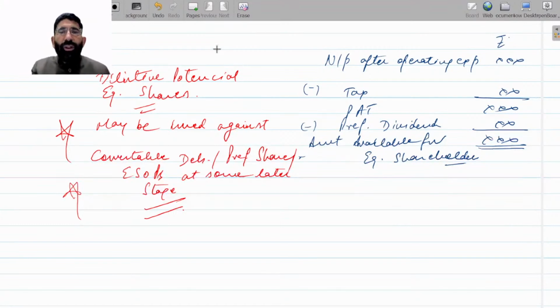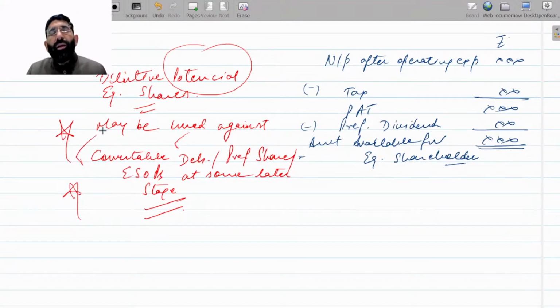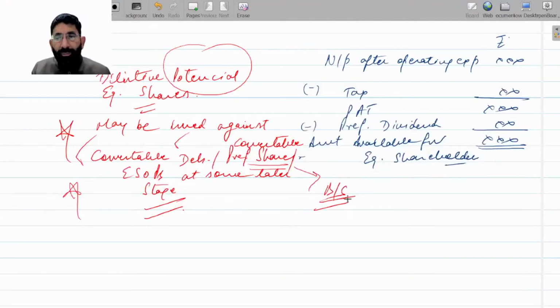Diluted potential means which have potential to be converted into equity shares. We all know that we are issuing debentures. So we all know that there are convertible debentures also, in which case company may give the offer to the shareholders at some later stage that these may be converted into equity shares. And if anyone is interested, they may. In the same way, company may issue convertible preference shares. If any convertible preference shares are issued by the company, which are appearing in our balance sheet, they may be converted into equity shares at any point of time.